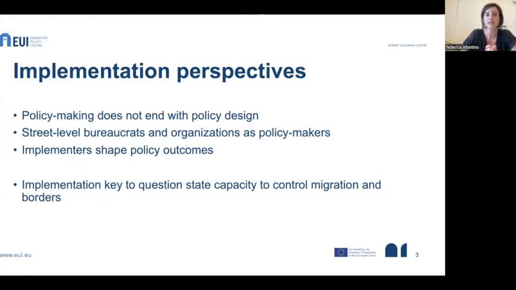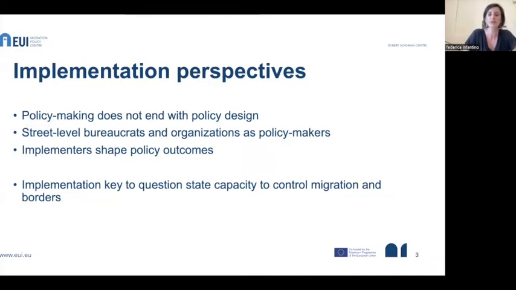This means that this stage of the policy process should be and can be researched and studied on its own. I mean, you can study policymaking at the level of design, but it doesn't mean that you actually have insights on how policies turn out.